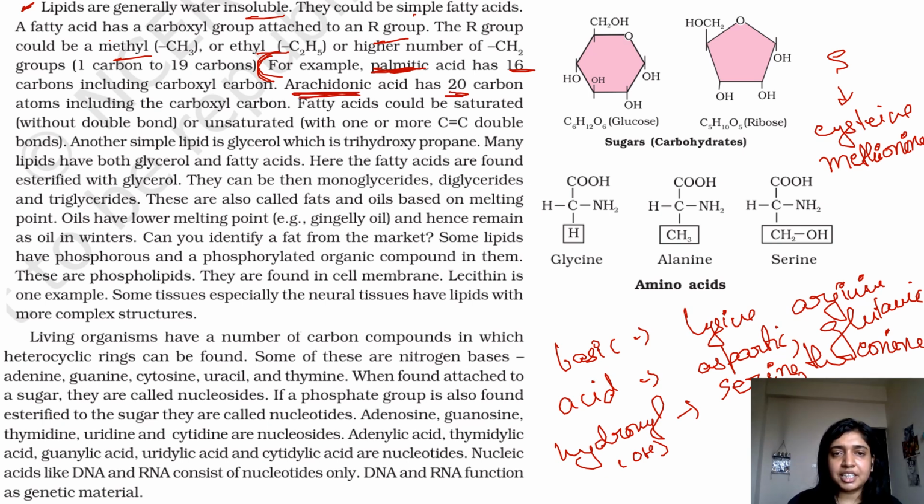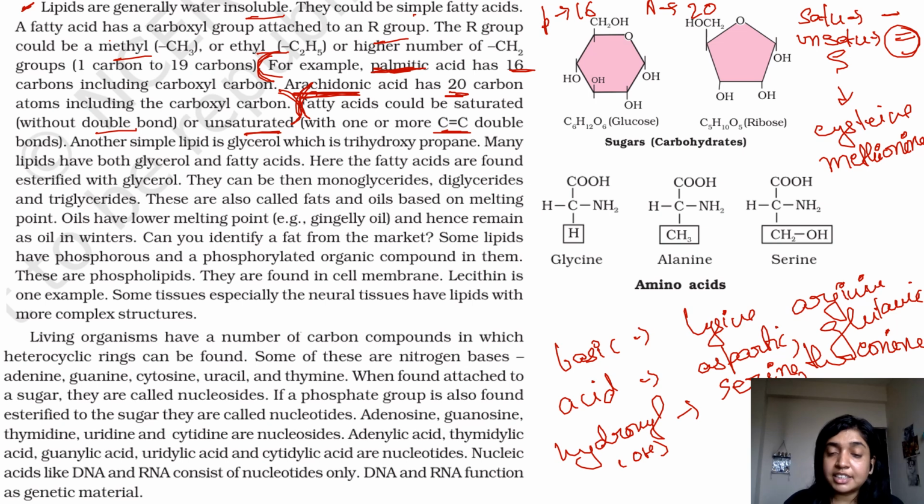Palmitic acid has 16 carbons, including the carboxyl carbon. Arachidonic acid has 20 carbon. Okay, so remember this: when we're talking about palmitic, it has 16. When we're talking about arachidonic, it has 20, including carboxyl carbon. Fatty acids could be saturated or unsaturated. All right, from this part also a lot of questions have come. Saturated fatty acids have single bonds. Unsaturated fatty acids have double bonds. So fatty acids could be saturated without double bond or unsaturated with one or more double bonds. Okay, so unsaturated means double bonds.